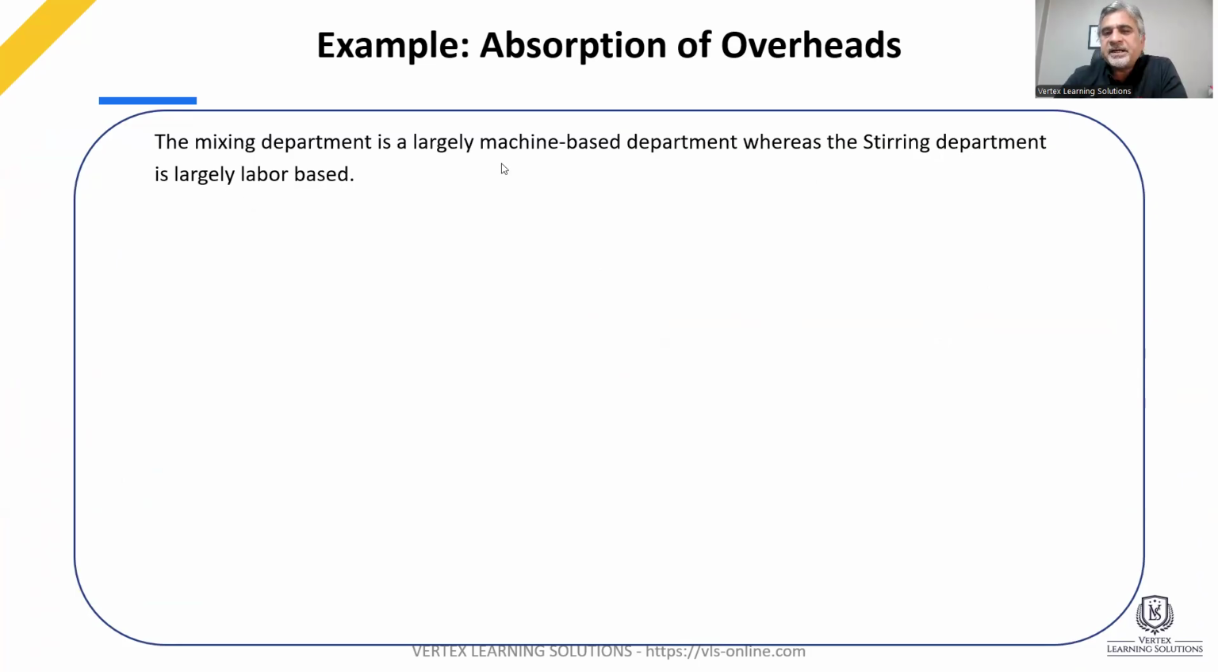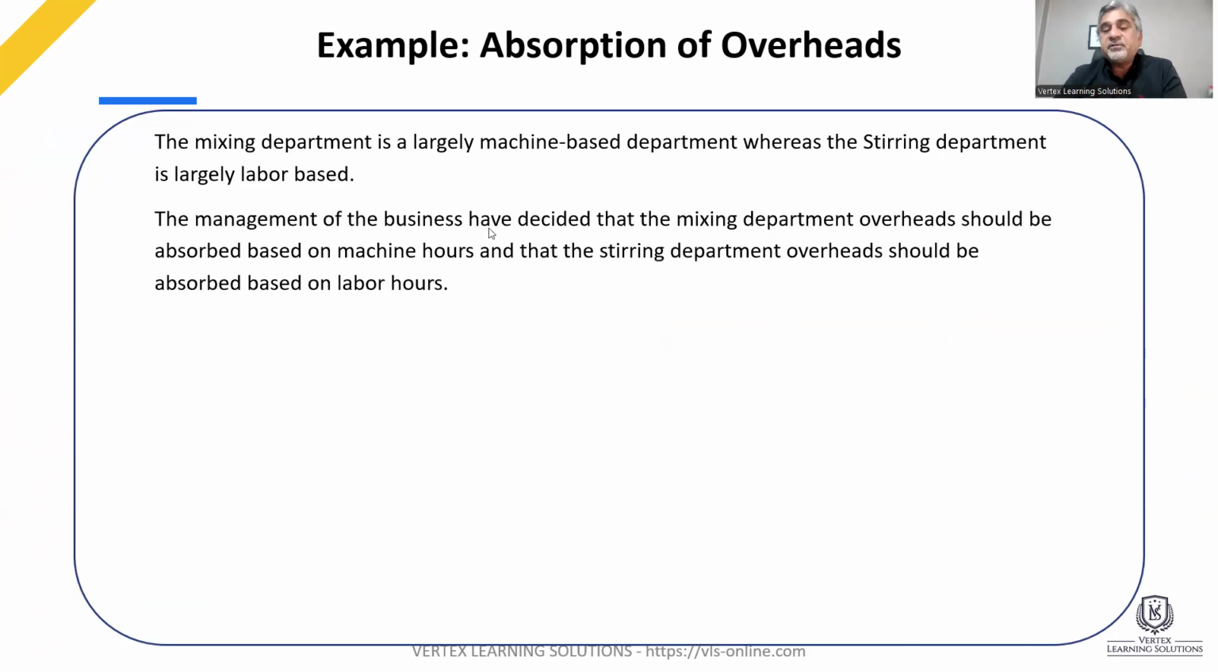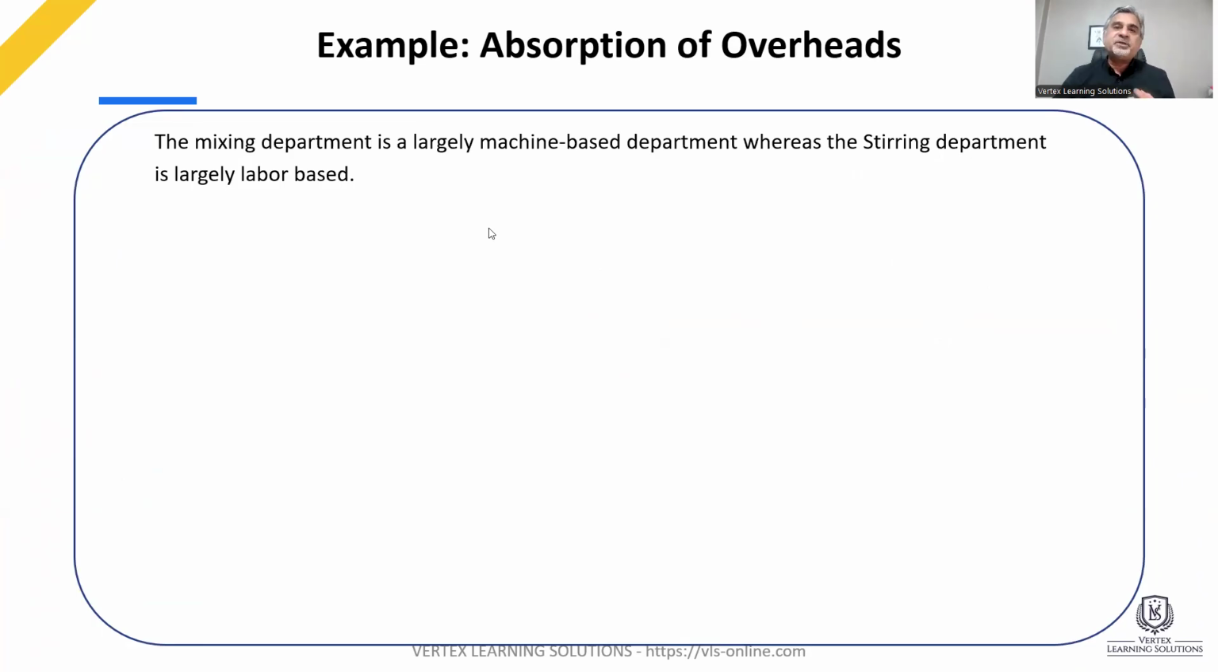So it means that if machine hours are the basis, you have to change the basis. The management changes the basis so that the machine department overheads will be based on machine hours, because it is largely machine-based. The stirring department is primarily a labor-based department. So the machine department overheads, 177, you should be dividing by machine hours. And the overheads from the stirring department, I'm not sure, it was 84,000 or something, you will divide by the labor hours, okay?